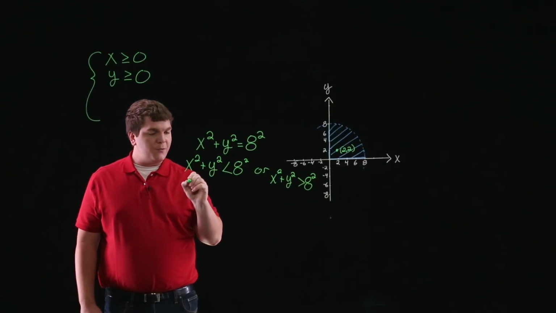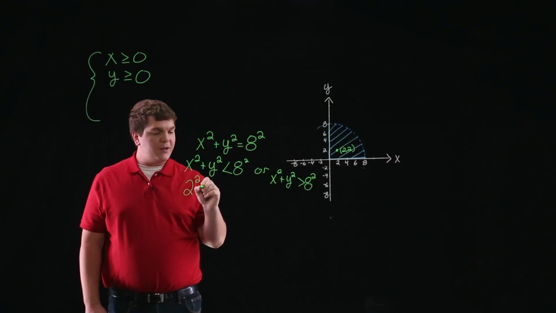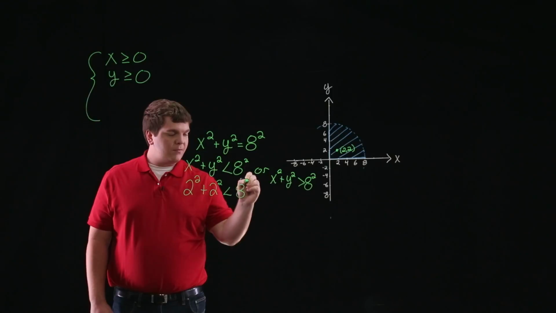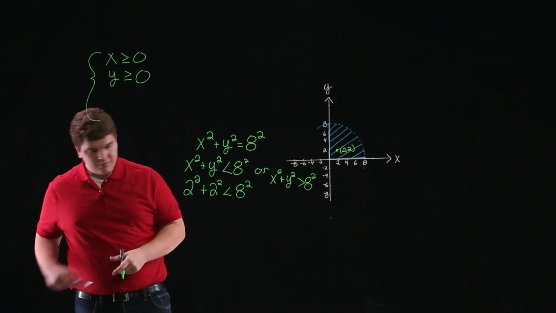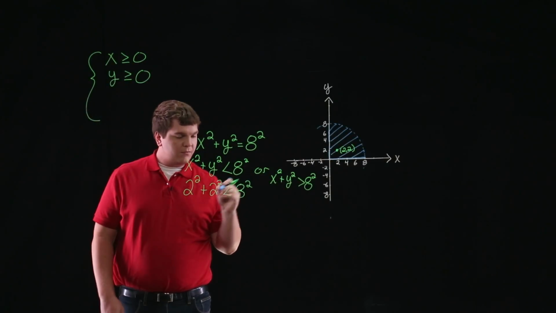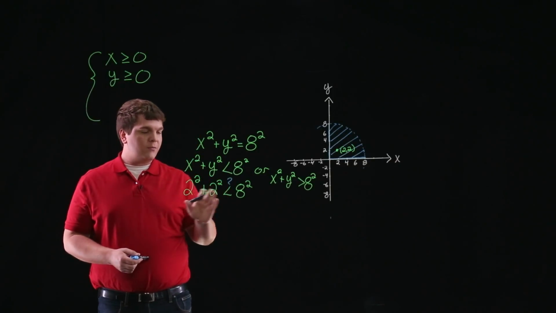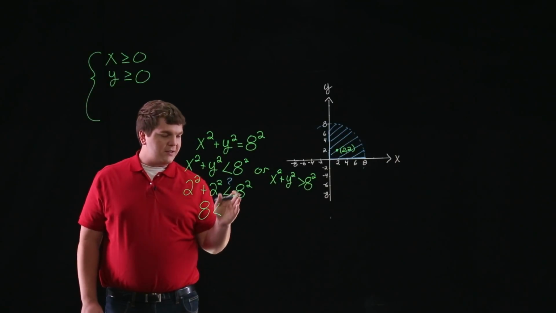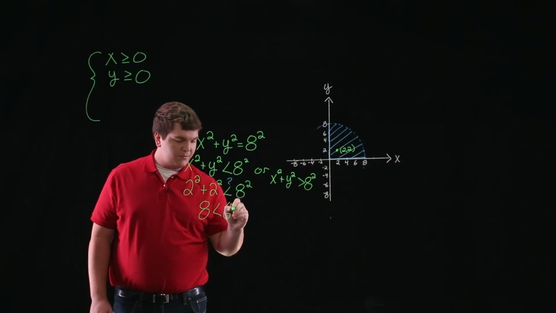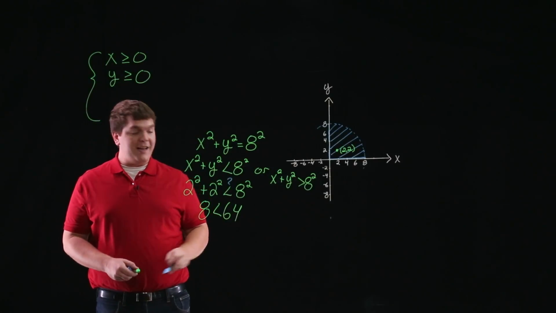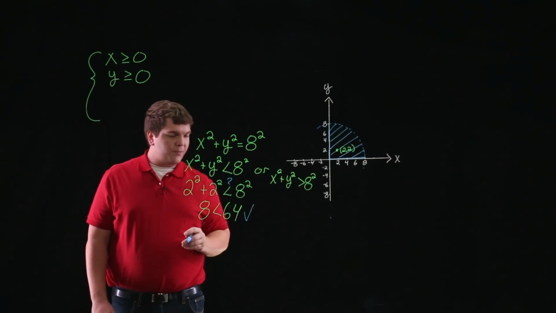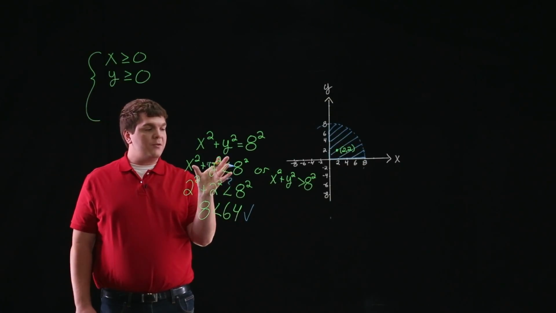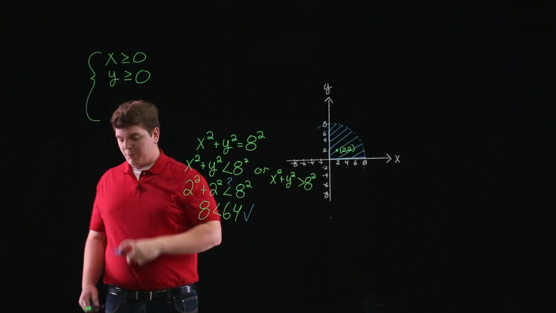So substituting (2, 2), we want to know: is 2 squared plus 2 squared less than 8 squared? Well, 2 squared is 4, plus 2 squared is 4. So we want to know: is 8 less than 8 squared, which is 64? And in fact, 8 is less than 64. So the point (2, 2) satisfies this inequality. So we can use this inequality as our third inequality.